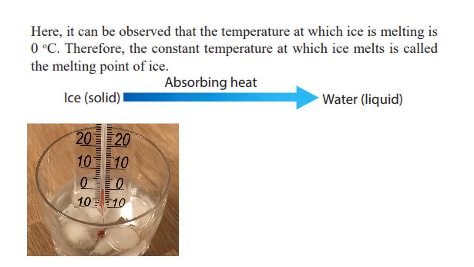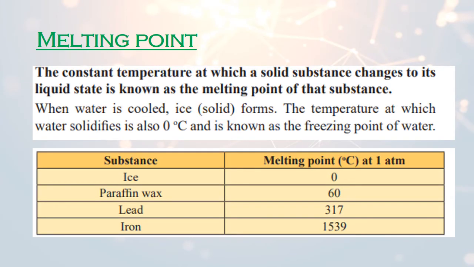Think that the ice solid is being converted to water. That means the ice is melting. During this time, it absorbs heat from the environment. Here is the definition for the melting point. Let's read the slide. The constant temperature at which a solid substance changes to its liquid state is known as the melting point of that substance.